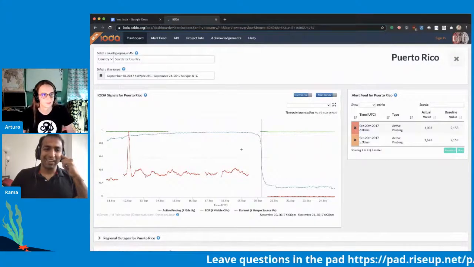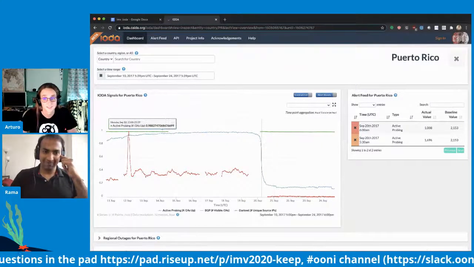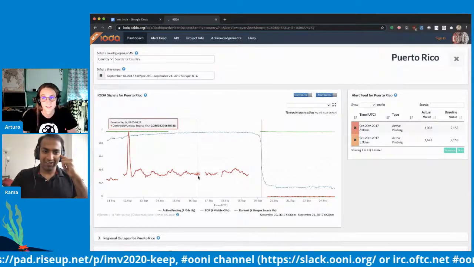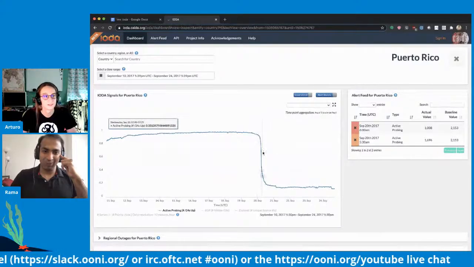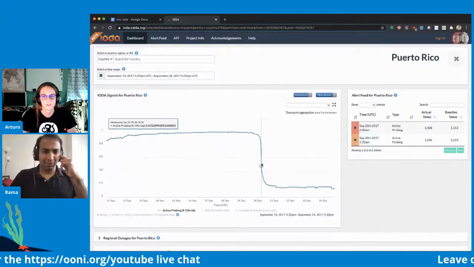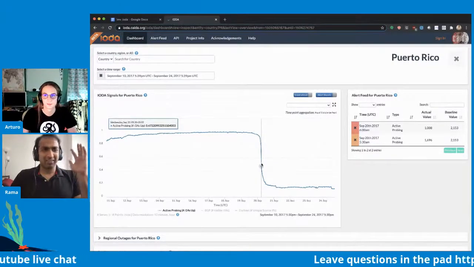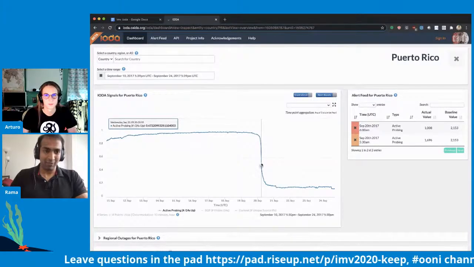Okay, so here are 2 examples of missing data, BGP and IBR. But there's also a clear drop in active probing. Right on, so this looks like September 20th at 5:30. Is that consistent with when the worst of the damage happened during Irma?